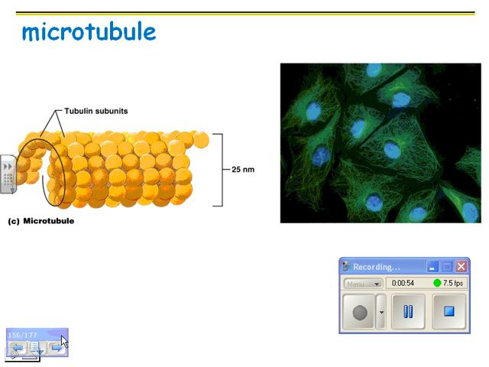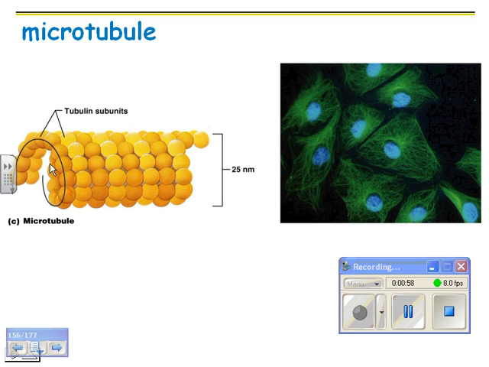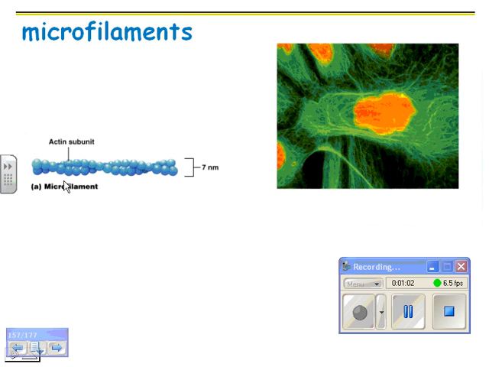So here's a microtubule, and these are little proteins called tubulin, and you can see it's making a polymer. And here are microfilaments. We talked about actin a little bit already, but here are some little subunits, the actin subunits, and the whole thing together is called a microfilament.